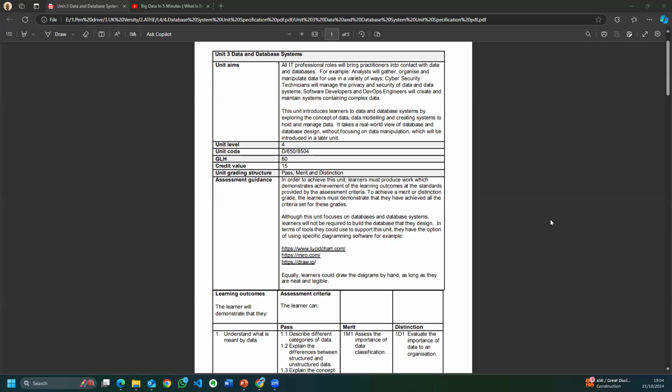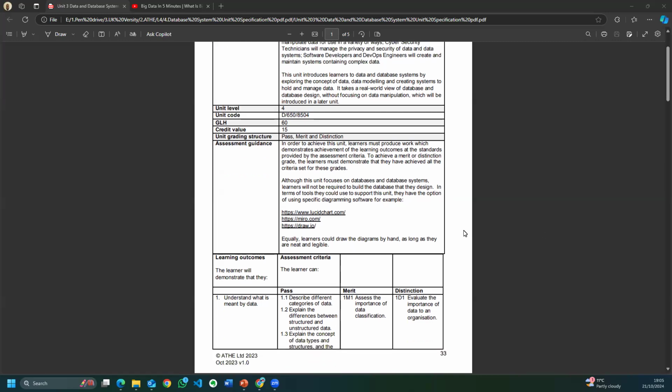So for example, analysts will gather, organize, and manipulate data for use in a variety of ways. Cybersecurity technicians will manage the privacy and security of data and data systems. Software developers and DevOps engineers will create and maintain systems containing complex data. So this unit is basically going to be introducing the learner to data and database systems by exploring the concept of data modeling, and creating systems to hold and manage data.